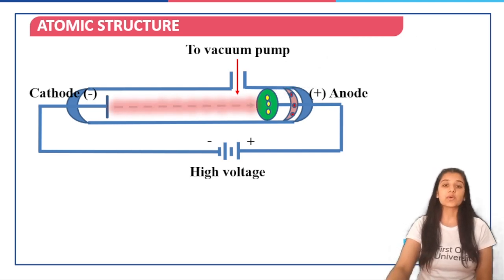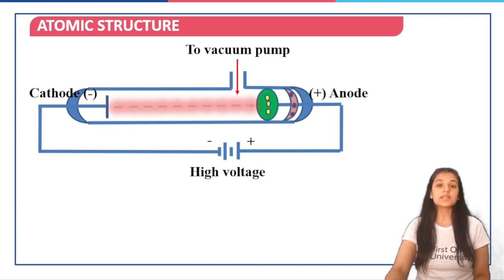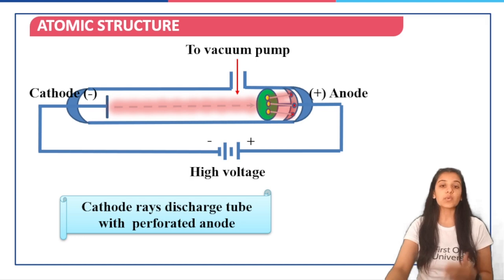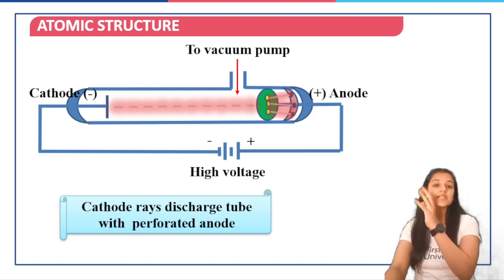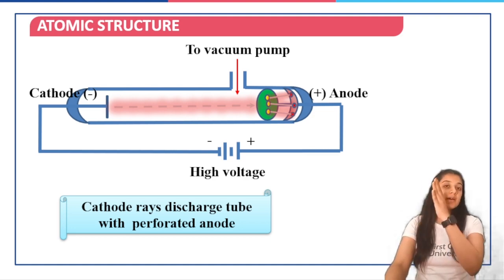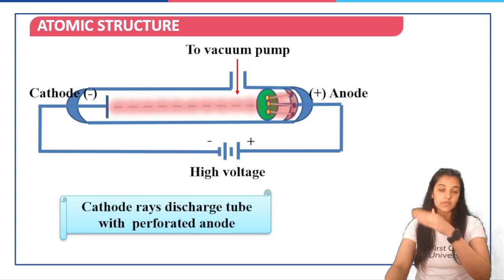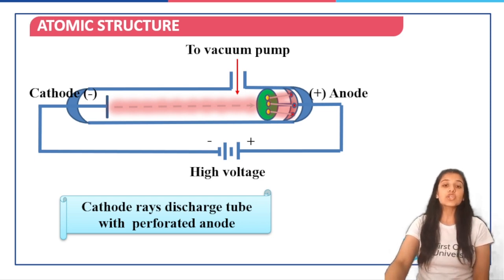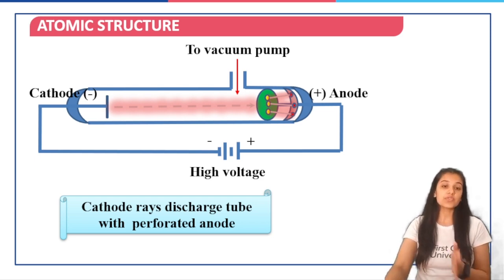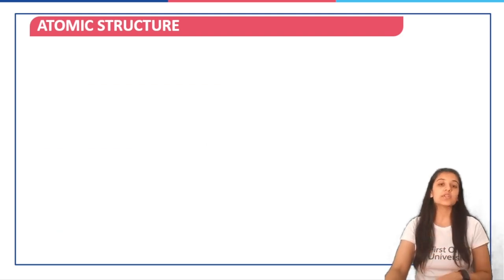Now what will happen is, on application of high voltage, the particles are going to move in a straight line from the cathode towards the anode, and they are going to pass through this perforated anode, which contains small holes, and it is going to produce a scintillation on the screen that we have. So a cathode ray discharge tube with a perforated anode is going to function in this way.